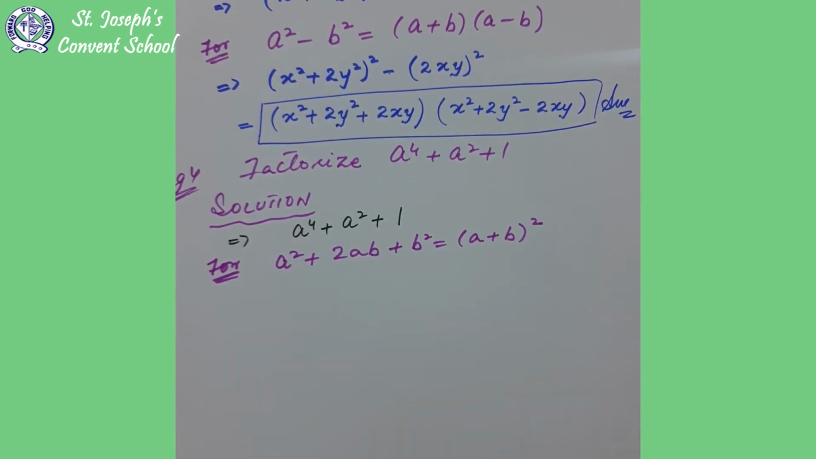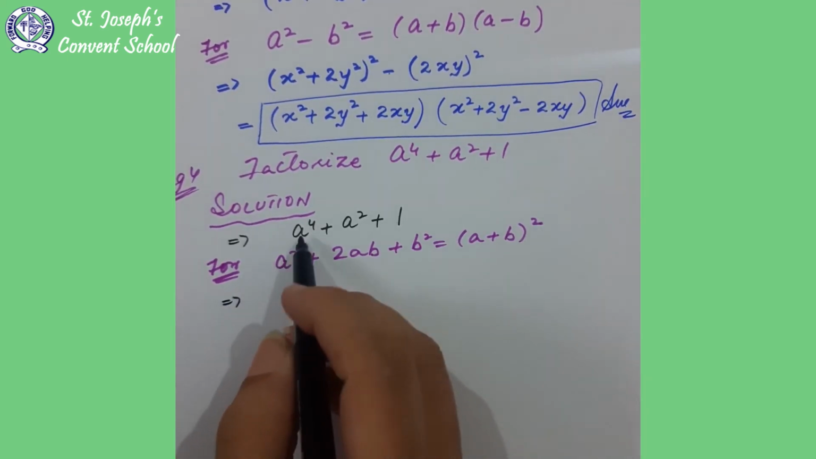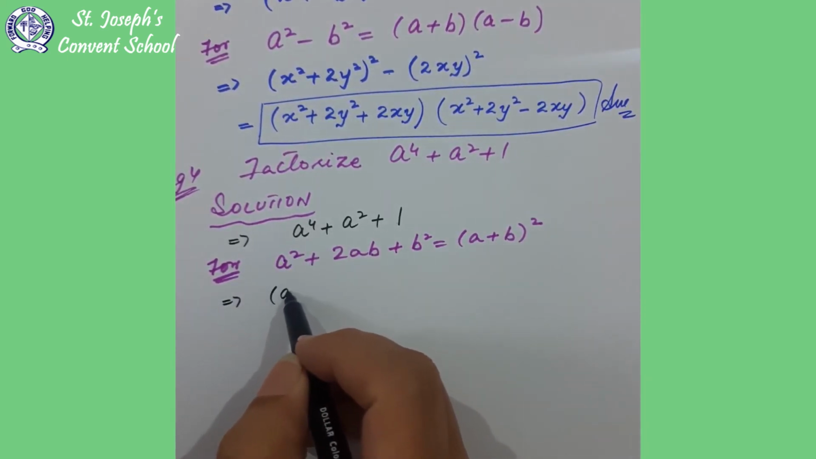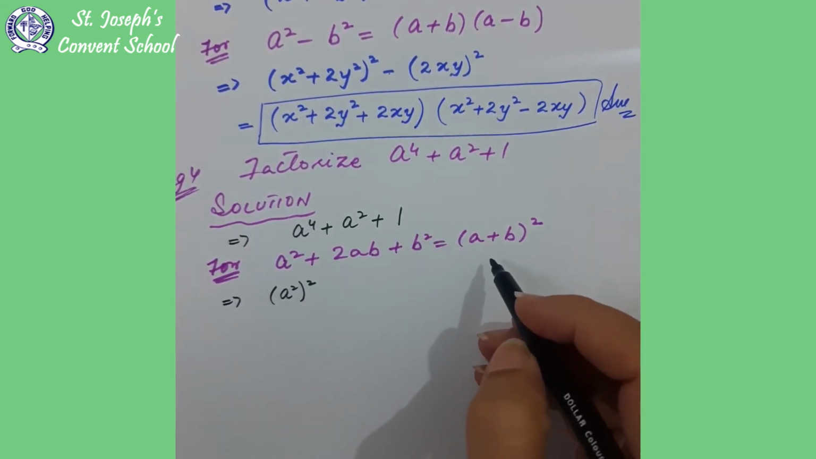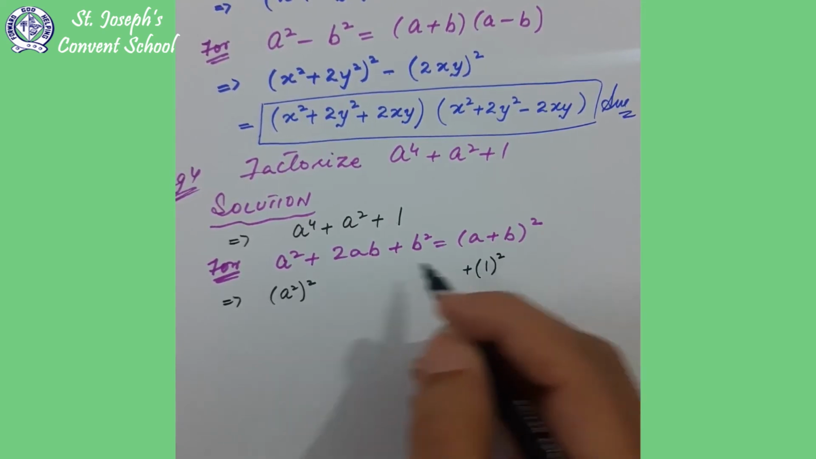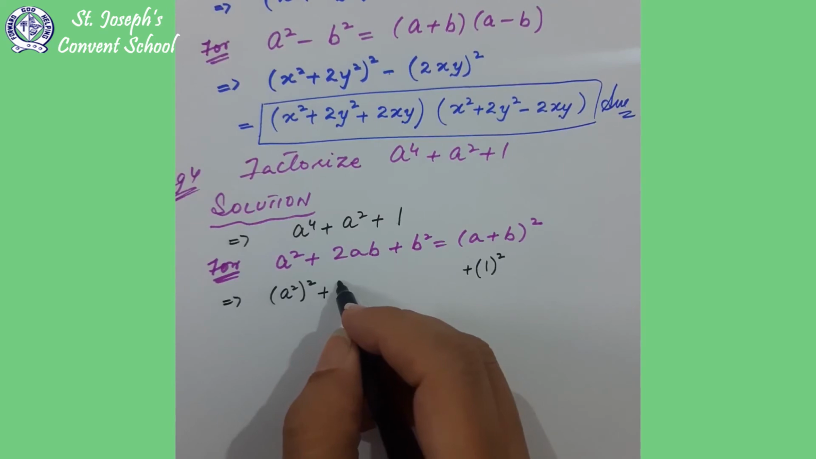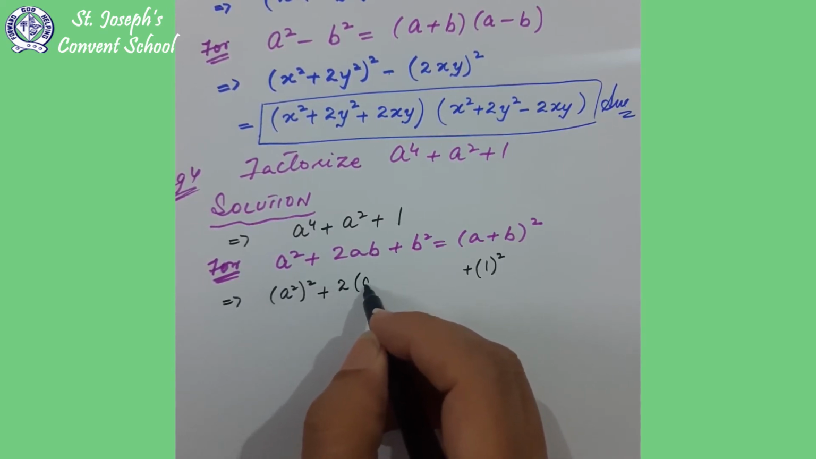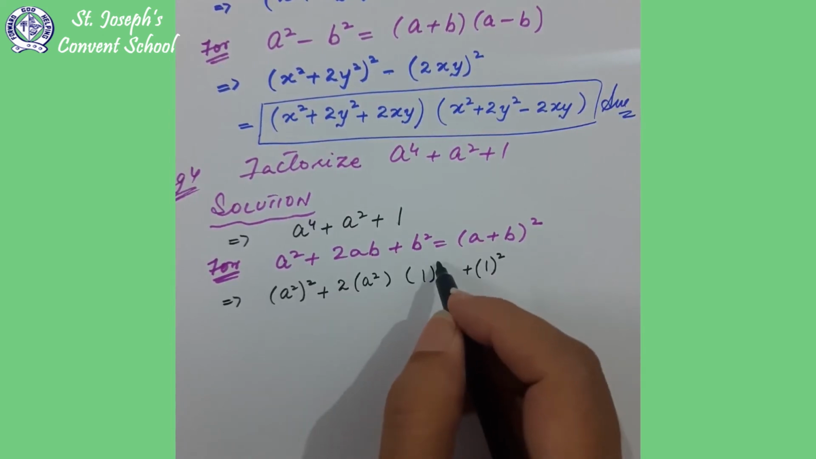Because the middle term is with a plus sign. Now compare it with the formula. Root of the first term, a square, the whole square, root of the last term, plus 1, the whole square. Now write the middle term according to the formula, 2ab. So 2a means a square and b means 1 square.